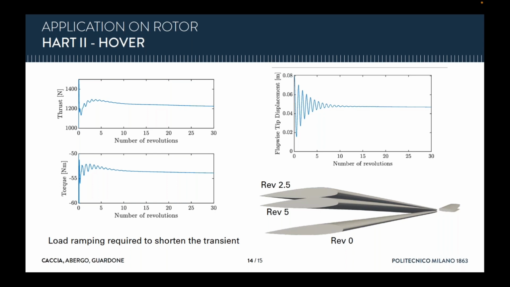Whereas if we add some ramping to the loads, so for instance, the loads vary linearly during the first revolution from 0 to the actual value, this transient of the response lasts about 5 revolutions instead of 15.